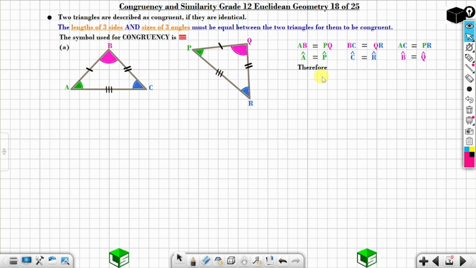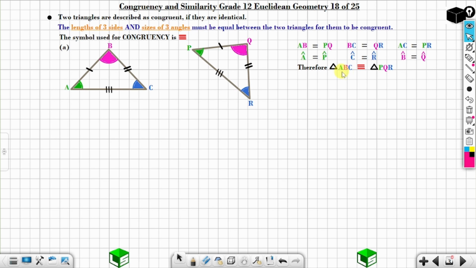you can conclude triangle ABC is congruent to triangle PQR. So always make sure whenever you write down that this triangle is congruent to this triangle, you have to respect the order.